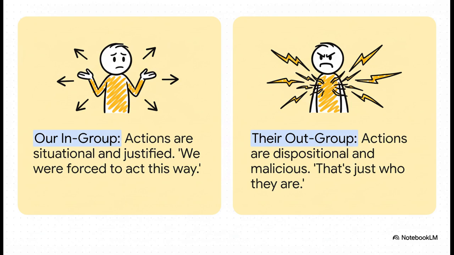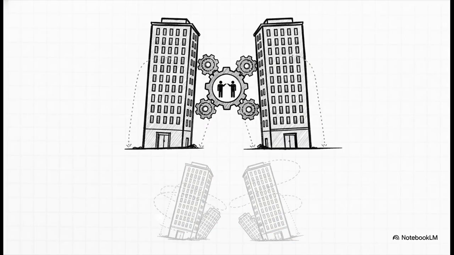It's actually pretty simple. When my group does something, I explain it based on the situation. We had to do it, we had no choice, or we were just defending ourselves. But when their group does something, I explain it based on their fundamental character. They only act that way because that's just who they are, or they're just inherently malicious. Now listen, because this is the most important part. This cognitive bias, it's not a flaw in the system. It's a required feature.